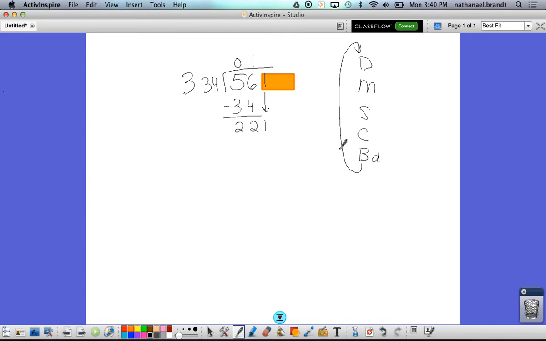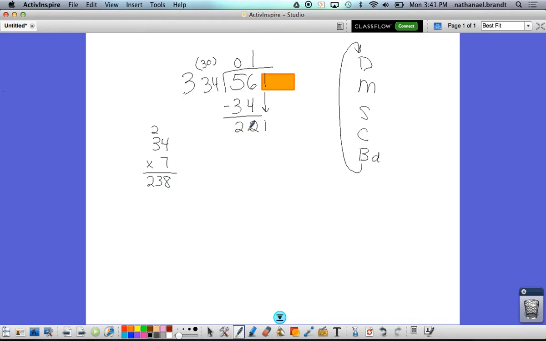Once I bring down again, I go all the way back up and I go through the same process. 221 divided by 34. If I round here, I'm going to look at the 3 and start with this 2. Well, I can't get any groups of 3 from 2. So then I look at 3 and 22, and I know that there are 7 3s in 22. So I'm going to try 34 times 7. 4 times 7 is 28. 3 times 7 is 21, plus 2 is 23. So that's 238, which is too big.